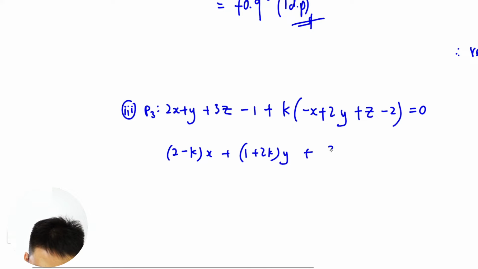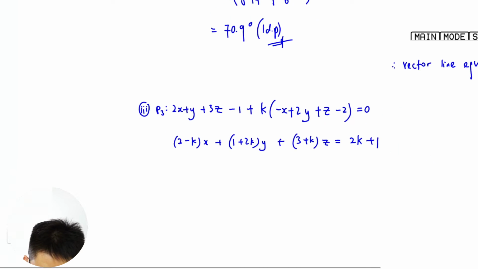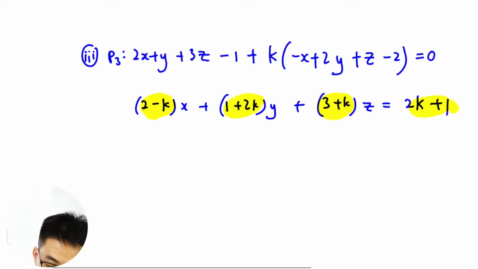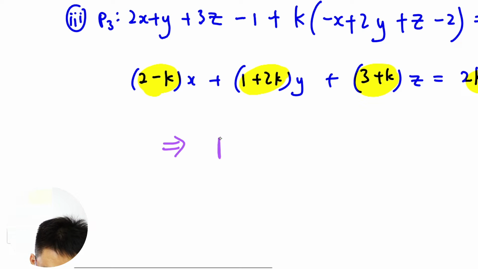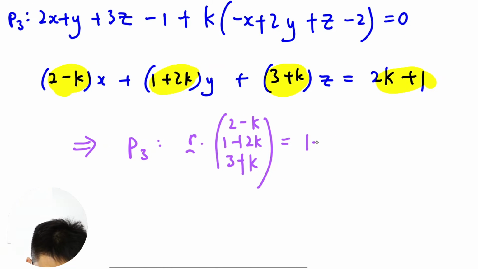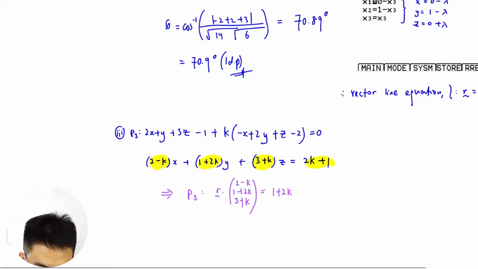Why? Because in scalar product form, my only interest in changing it from Cartesian form is the coefficients of x, y, z and a constant. So please, because it looks different, don't get scared. Just use the same principle. So P3 will just be r dot (2 minus k, 1, 3 plus k) equals 1 plus 2k. Okay, that's how we do it.